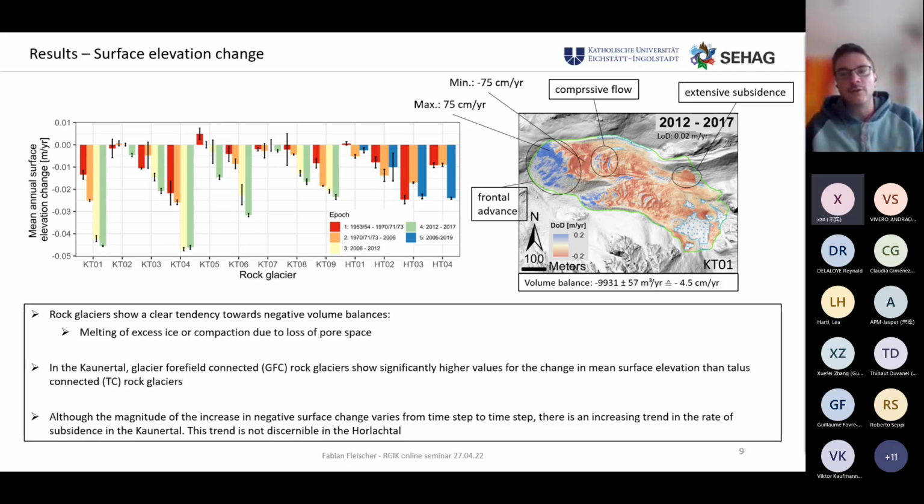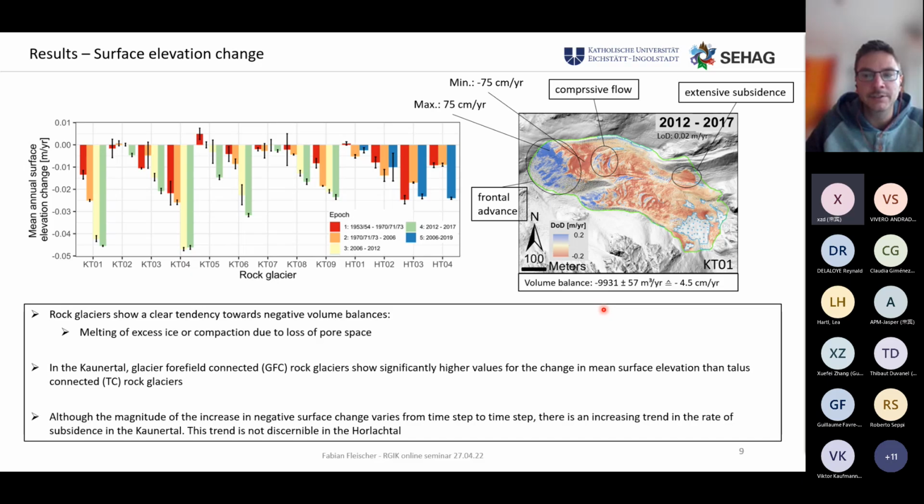Besides the development of flow velocity, we also investigated the surface elevation changes of the rock glaciers. As shown in the DoD on the right here, the mean surface elevation change is a balance of both positive and negative values. These reflect, among others, the downslope movement of the rock glacier, the compression and extension, and the melting of excess ice.